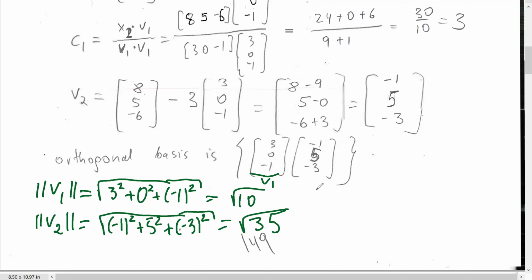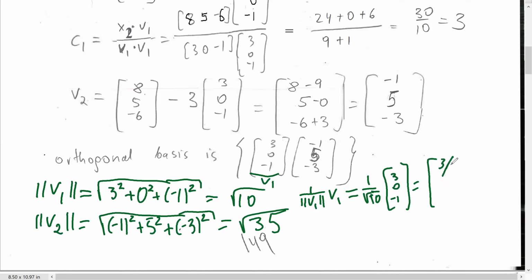So we would have 1 over norm V1 times vector V1. This would be the normalized vector. So it would be 1 over root 10 times my vector 3, 0, minus 1, which gives me 3 over root 10, and the 0 over root 10 is 0, and minus 1 over root 10.